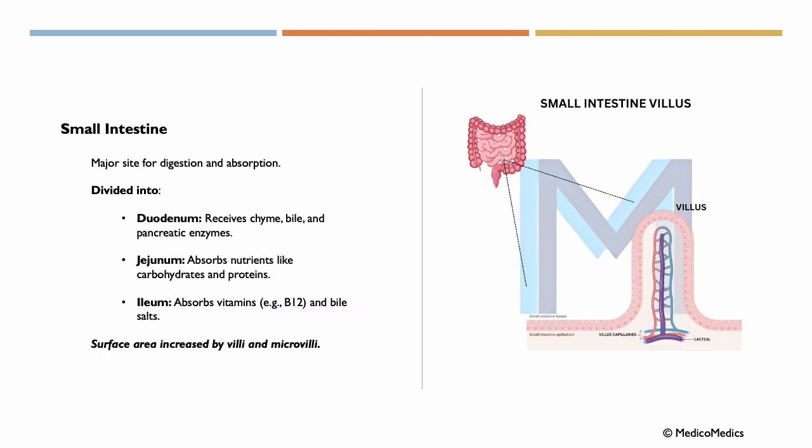Now let's talk a little bit about the small intestine. It is the major site for digestion and absorption. The small intestine is divided into the duodenum, where chyme is received, as we just mentioned, once it passes slowly through the pyloric sphincter, which separates the stomach from the initial part of the small intestine. That part is the duodenum.